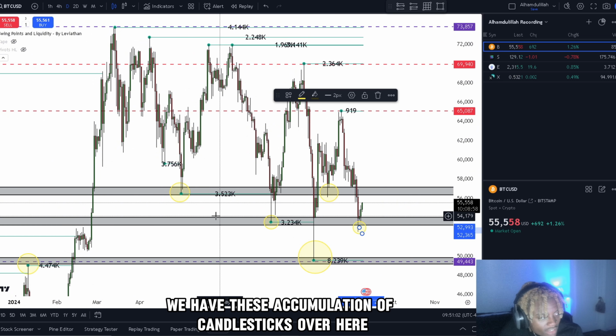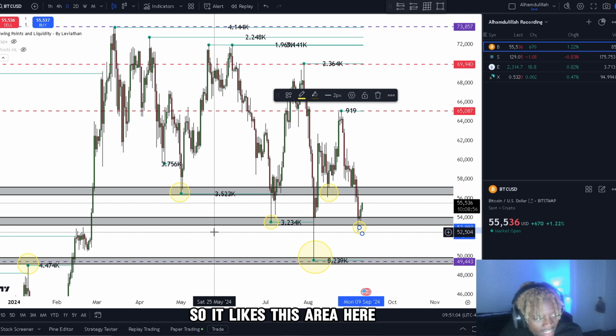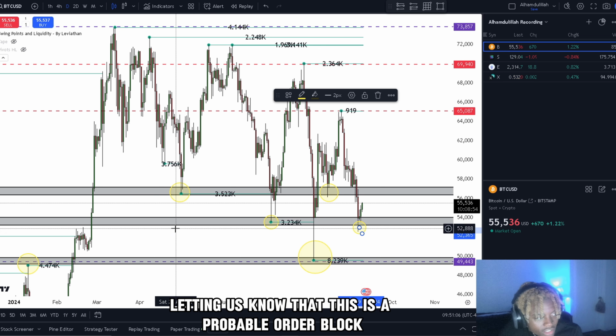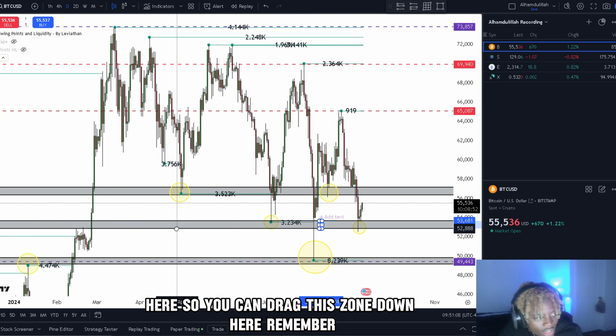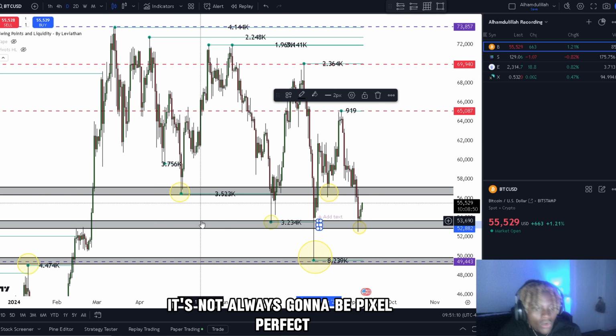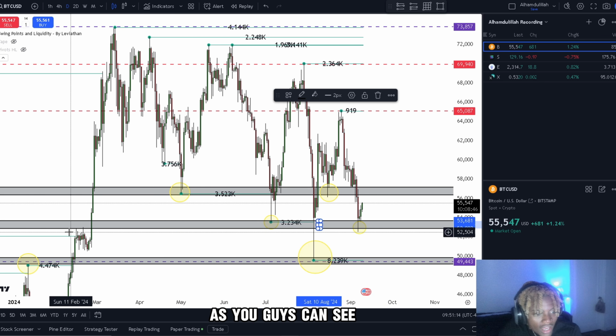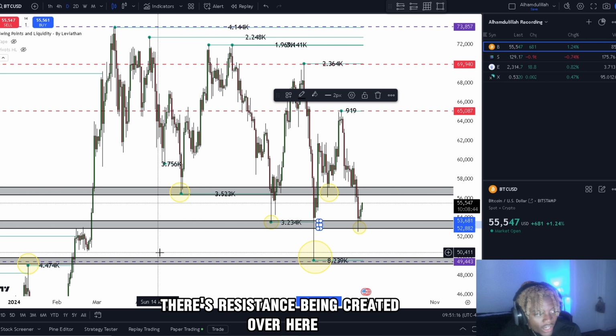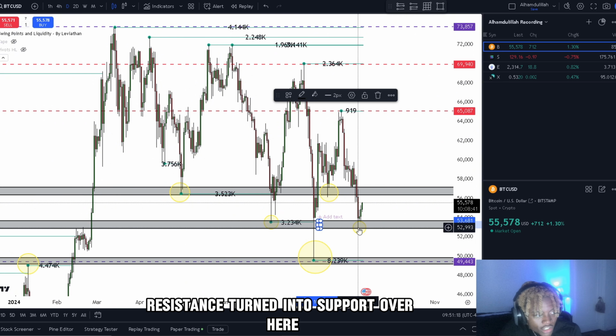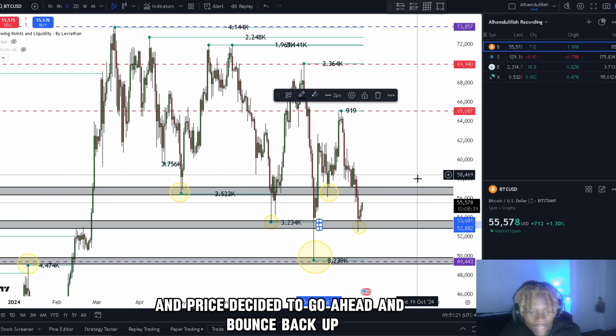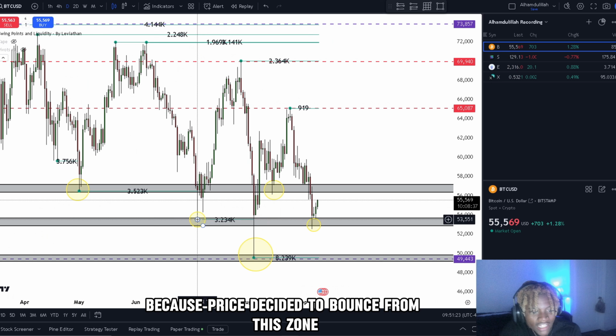So boom, we have these accumulation of candlesticks over here. So it likes this area here, letting us know that this is a probable order block here. So you can drag this zone down here. Remember, it's not always going to be pixel perfect, but you guys do need to look at where the candle accumulation is. As you guys can see, there's resistance being created over here. Resistance turned into support over here, and price decided to go ahead and bounce back up. And we identified this because price decided to bounce from this zone over here.